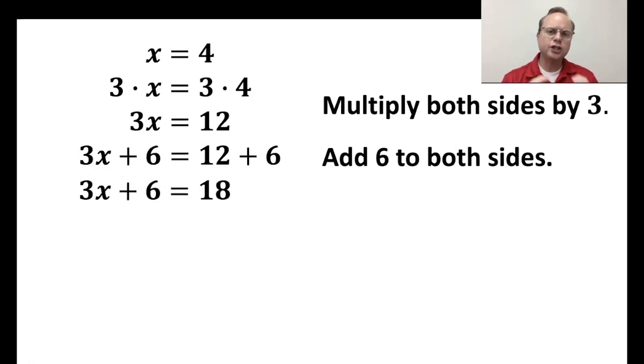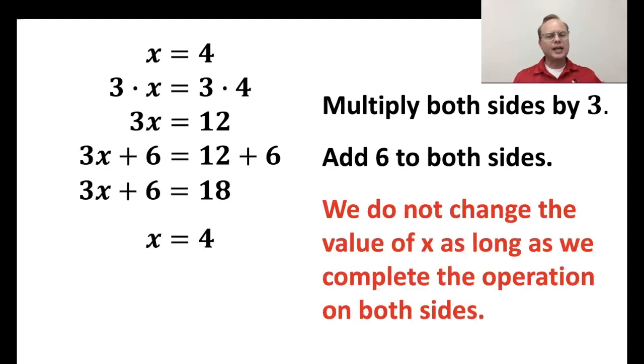Have I changed the value of x at all? Previously, x equaled 4. Let's plug it in and find out. So 3 times 4 is 12. 12 plus 6 is 18. I haven't changed it at all. And this is the wonderful thing with equations, and this is what you must know: as long as we do it to both sides, and the entire thing on both sides, right? We'll get into that a little bit later, but as long as we do it to both sides, we haven't changed the value of x.